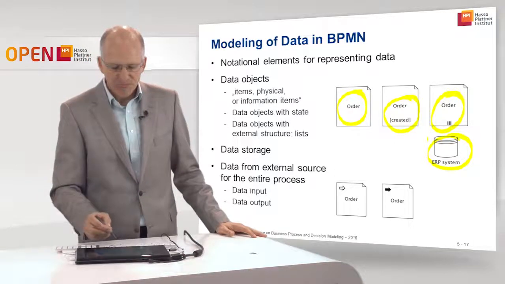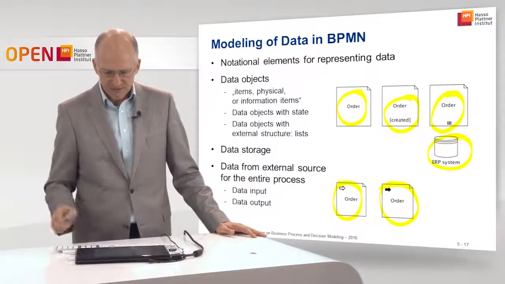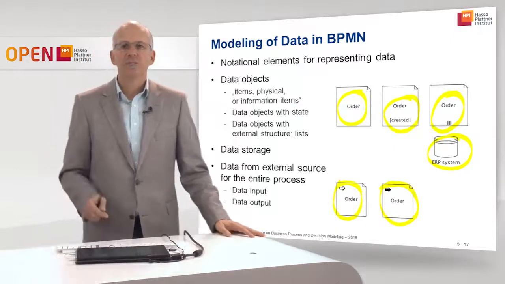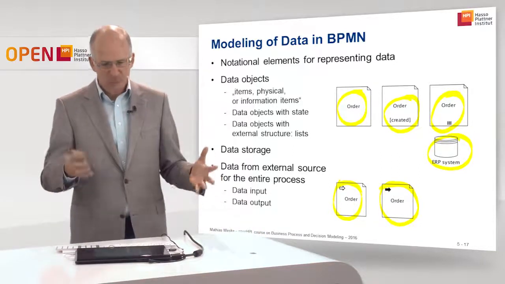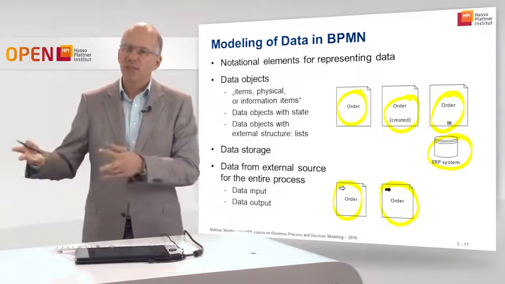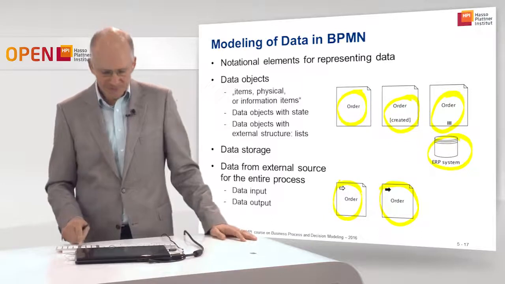The symbol for the data input is this one, and the symbol for the data output is the filled one. And of course, data output is then the output produced by one process, and that is available after the termination of the process to be then read and consumed by the customer process.